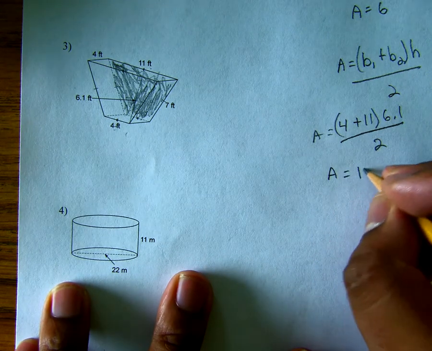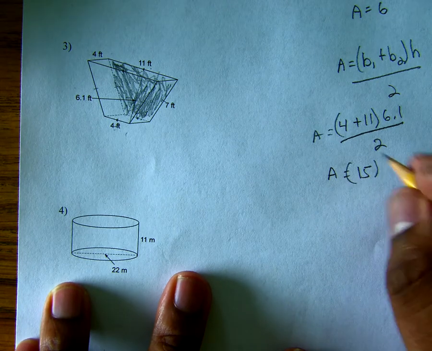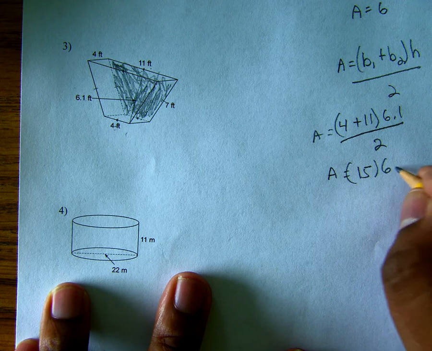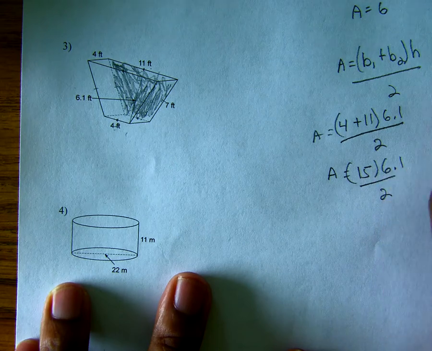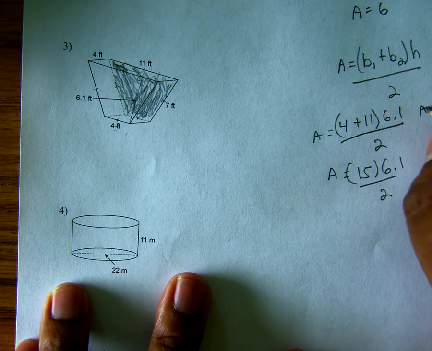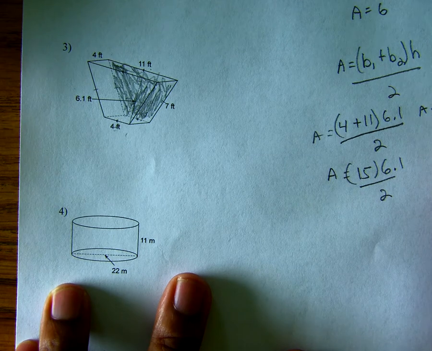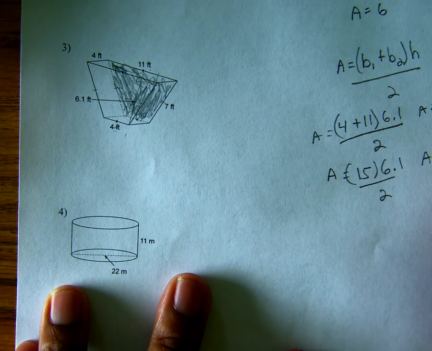Area is going to give me 15 here when we add these. Multiply that times 6.1, divided by 2. Okay. Here, I'm going to get 91.5 divided by 2. And then my final area here is going to be 45.75.